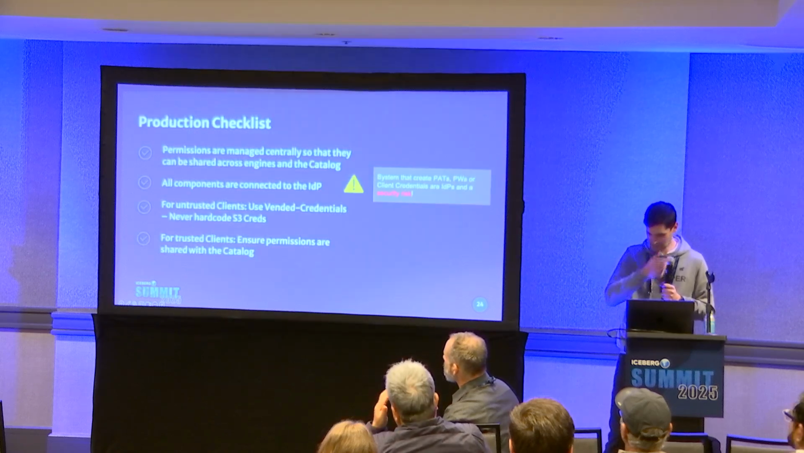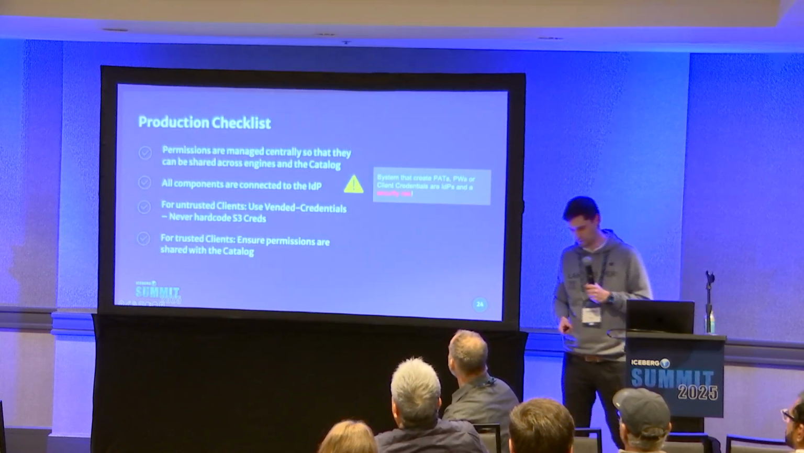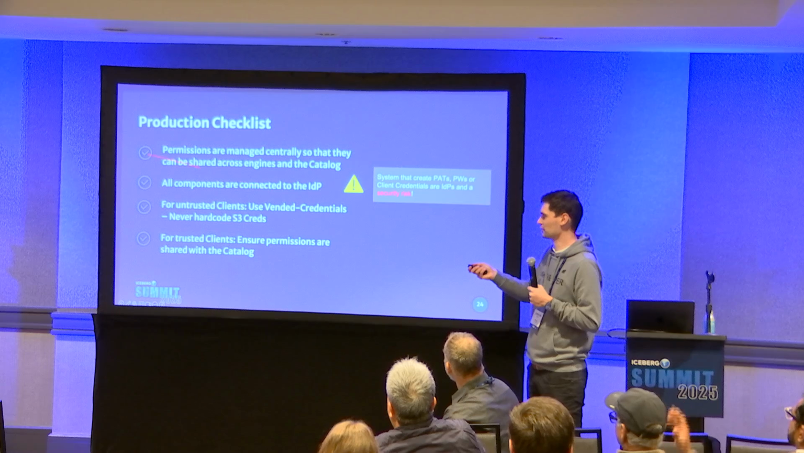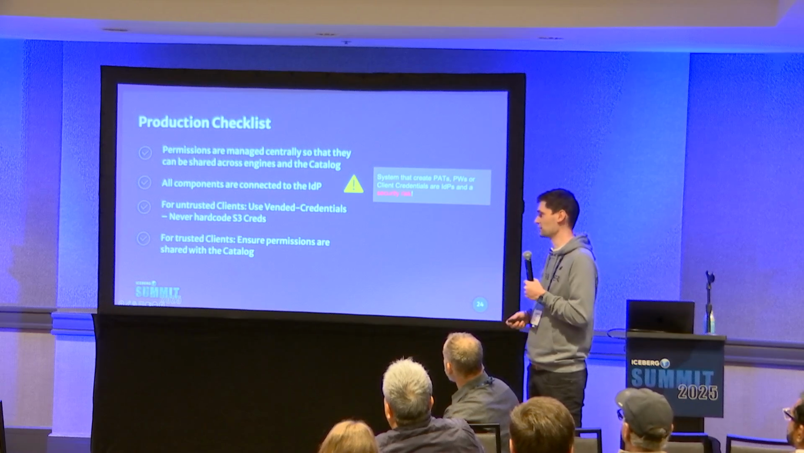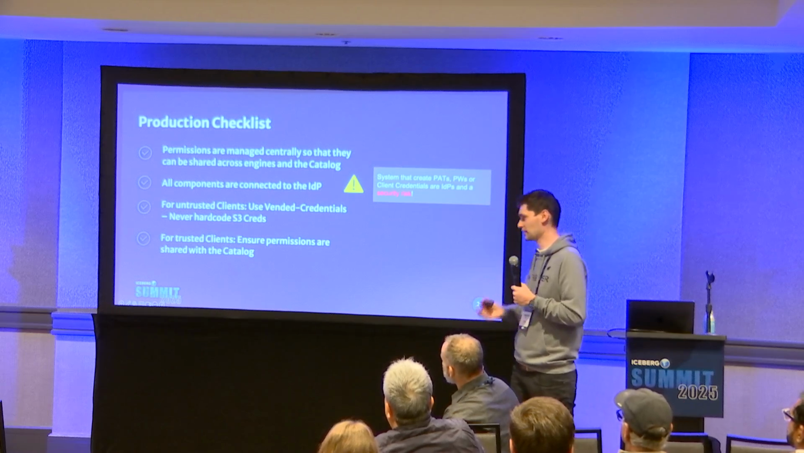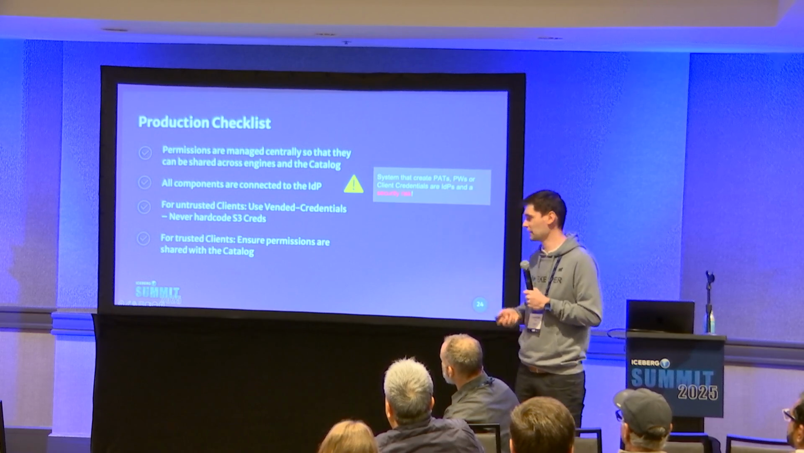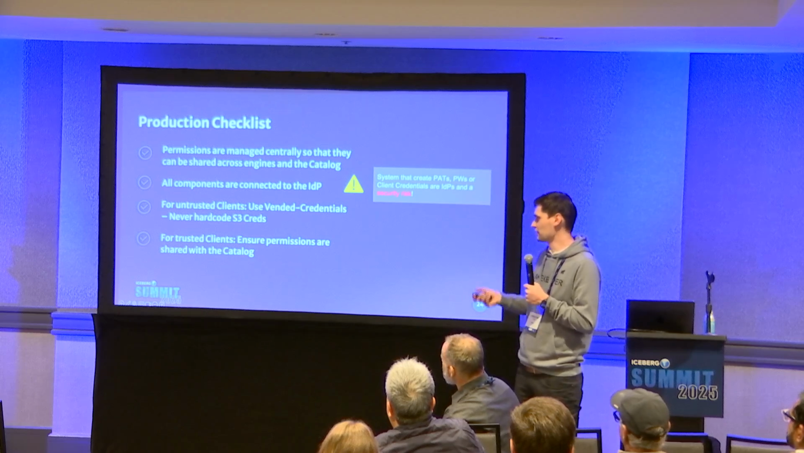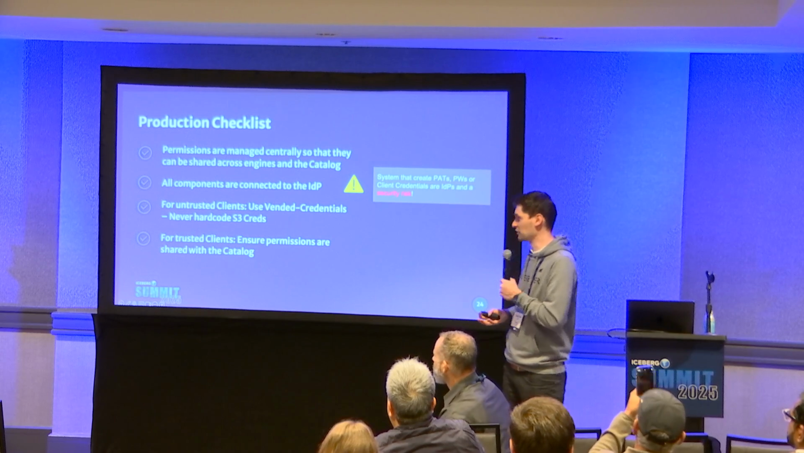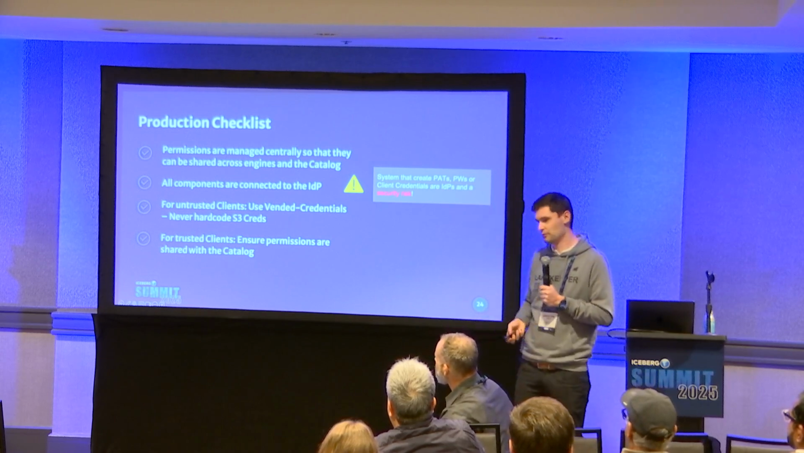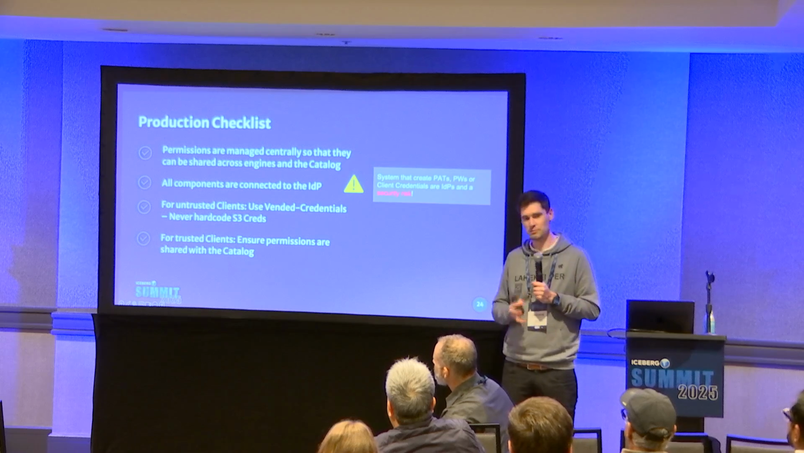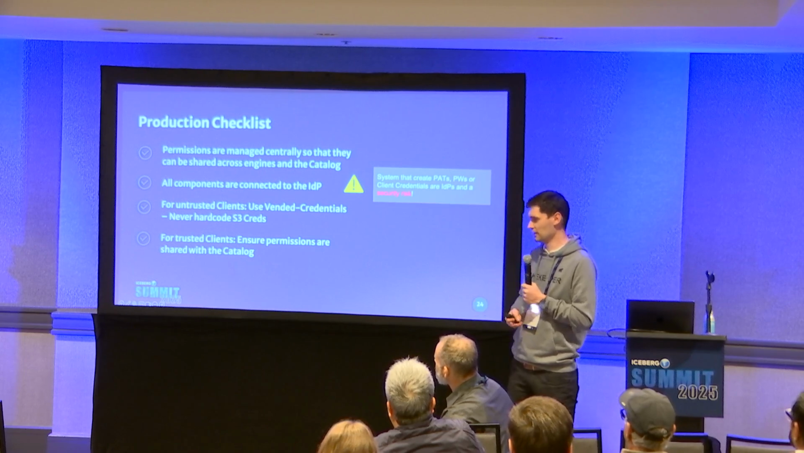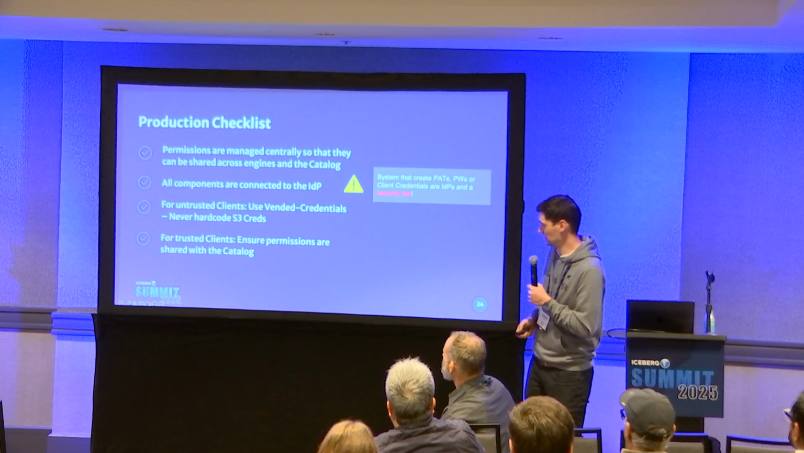So we can add two more things to our production checklist here. One is, for untrusted clients, we should currently use vended credentials. We should never hard code S3 or storage credentials anywhere, and we get table level security for that. And then for trusted clients, we should somehow ensure that permissions are shared with the catalog. For example, as we'll see later on in my demo, with Trino, with something like the Open Policy Agent connector.